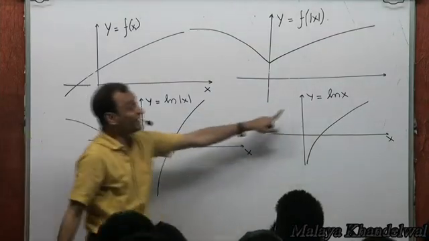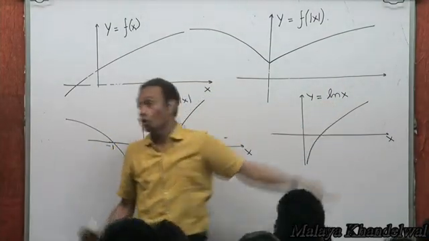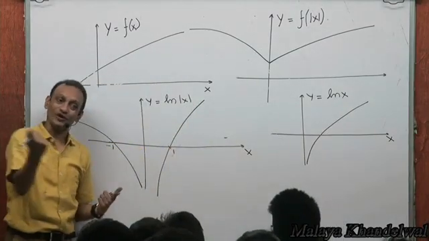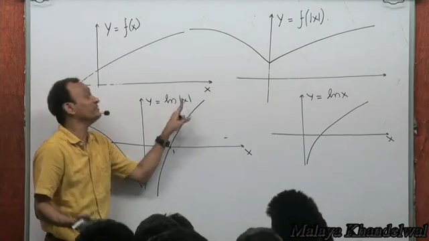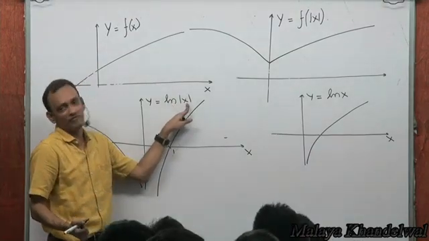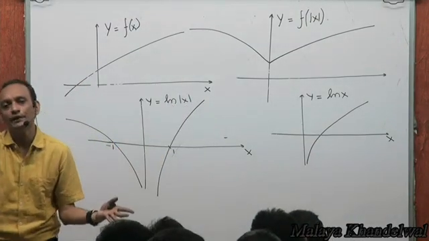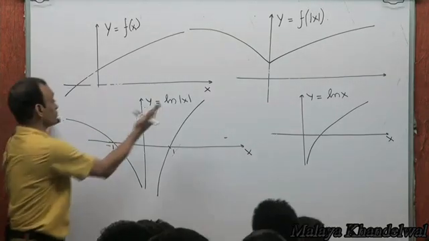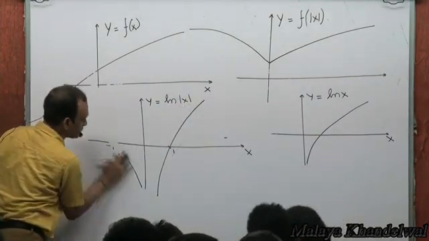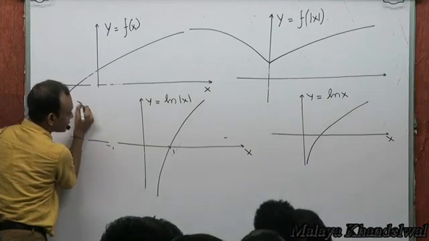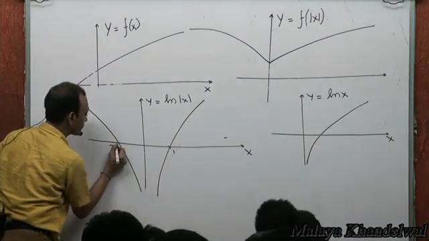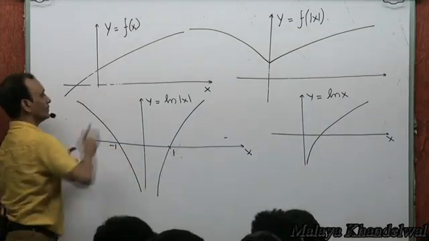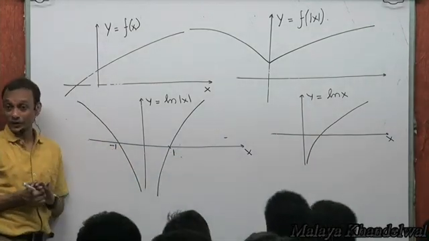Realize that ln x was defined only for x greater than 0, but ln mod x is defined for all x except x equal to 0. It's defined even for negative values of x, because if x is negative, mod x will still be positive. So this would be the graph of y equal to ln mod x. I have not drawn a complete mirror image because I'm poor at drawing. You might want to draw it better.